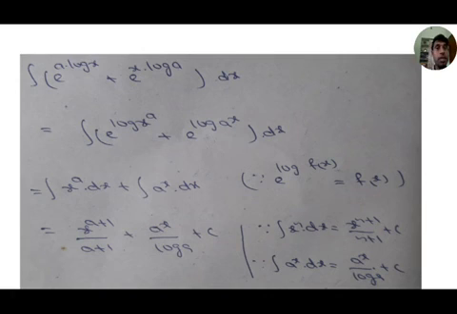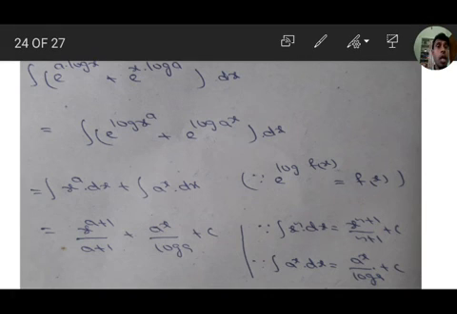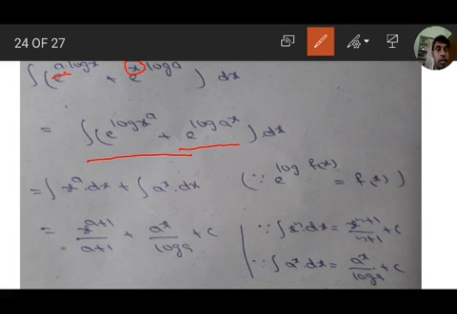Let us move to the next problem. Evaluate the integral of e to the power of a into log x plus e to the power of x into log a, dx. Using the logarithmic property, this a goes to x to the power of a. That is integration e to the power of log of x to the power of a. This x also goes to a to the power of x. Therefore, plus e to the power of log of a to the power of x, dx.